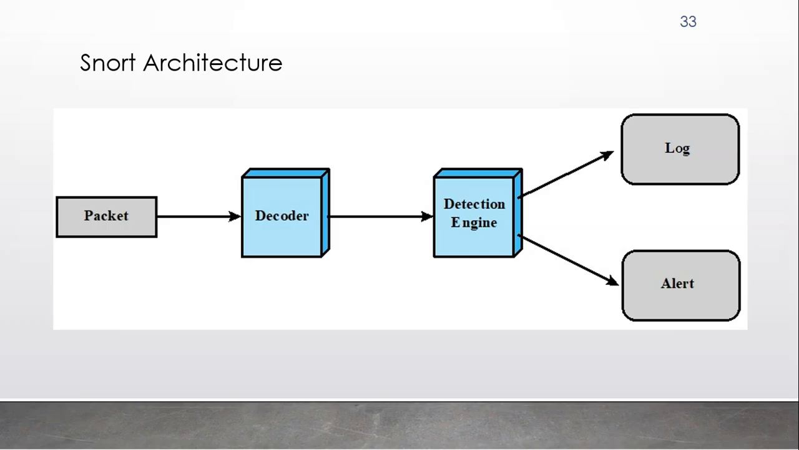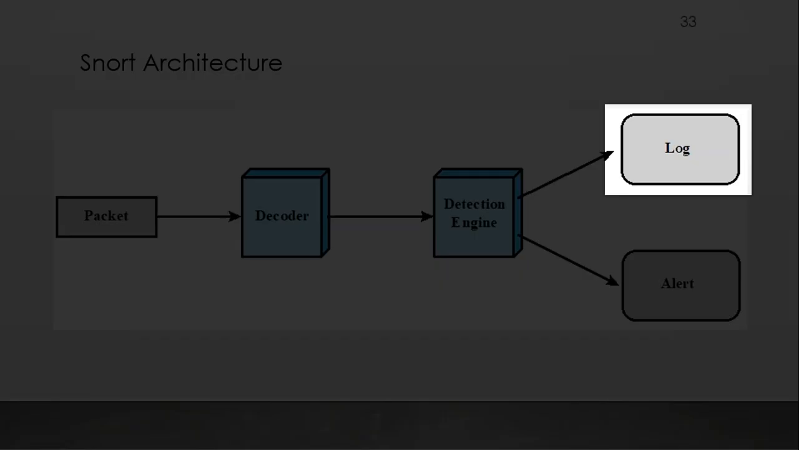For each packet that matches a rule, the rule specifies what logging and alert options are to be taken. When a logger option is selected, the logger stores the detected packet in human-readable format or in a more compact binary format in a designated log file. The security administrator can then use the log file for later analysis.